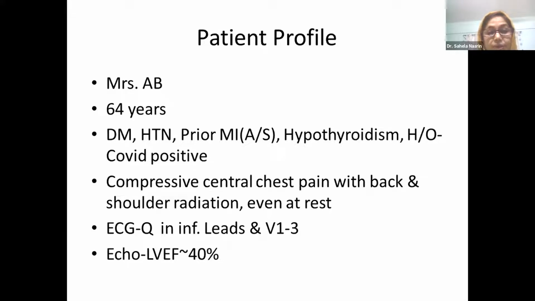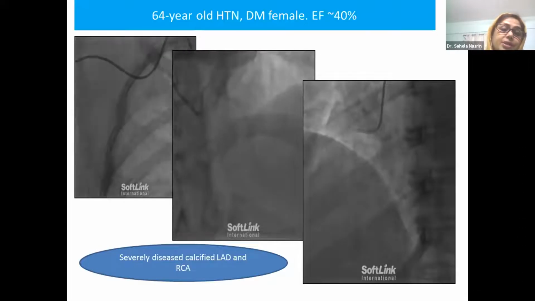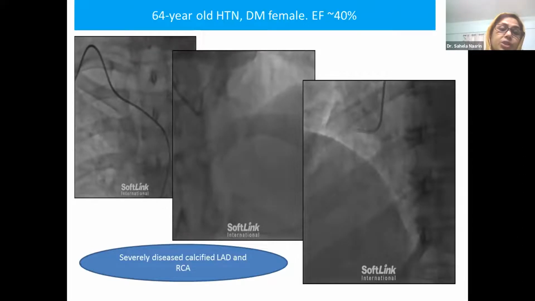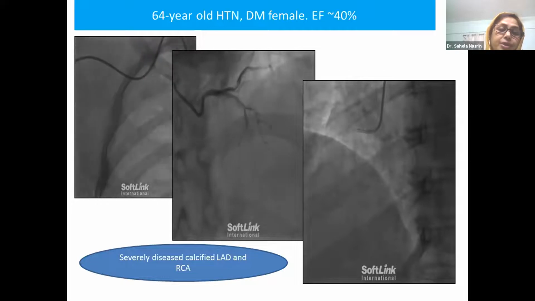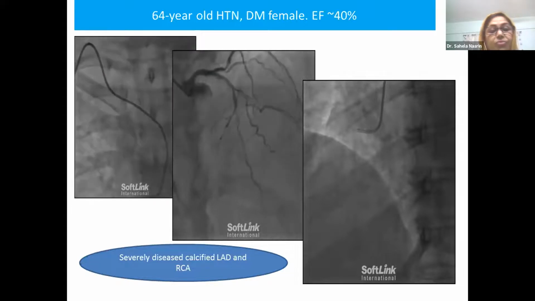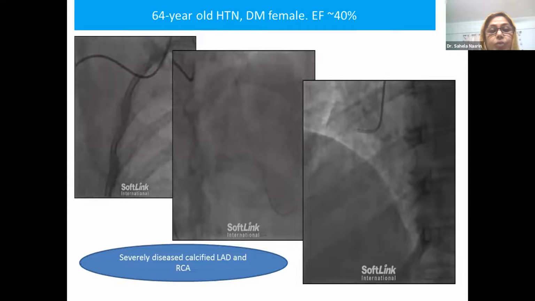Her EKG revealed changes in inferior leads and beyond to V3. Echo revealed regional wall motion abnormality with ejection fraction 40%, and other biochemical parameters were within normal limit. This is her CAG with subclavian tortuosity, and we approached via right radial route with 5 French catheter.